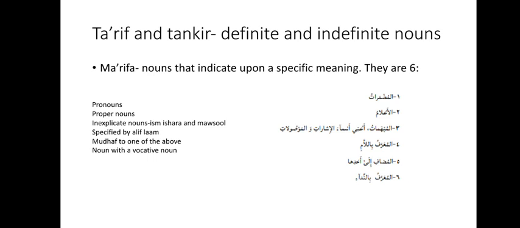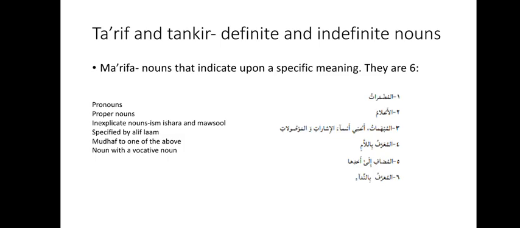Then we have al-mubhamat, and these are basically vague nouns. Mubham means something which is ambiguous, vague. So these are nouns such as asma'ul isharat, such as demonstrative nouns and relative nouns, like hadha, which is a demonstrative noun, and alladhi, a mawsul, a relative noun. And we've gone over all of these types of nouns in the mabni section.